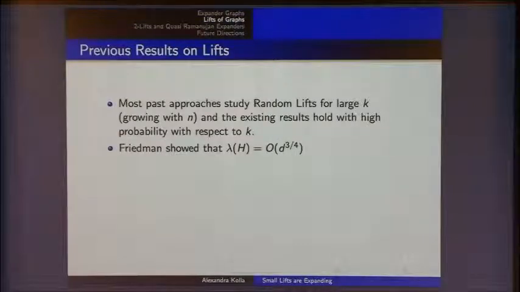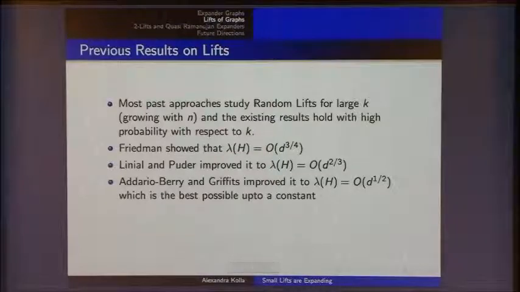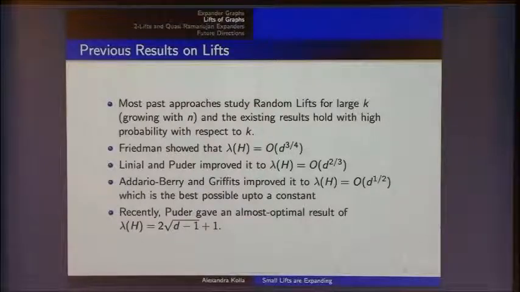So Friedman, in the paper that I've been mentioning, showed that all the new eigenvalues of any base graph are bounded with high probability by order d to the 3/4 if k goes to infinity with n. Then Linial and Puder improved that to order d to the 2/3. Daniel Bair and Griffiths improved it to order square root d. Now we're getting close. And finally, Puder gave an almost optimal result of 2 root d minus 1 plus 1.